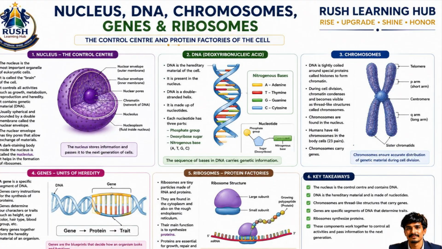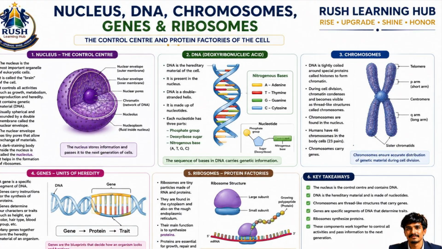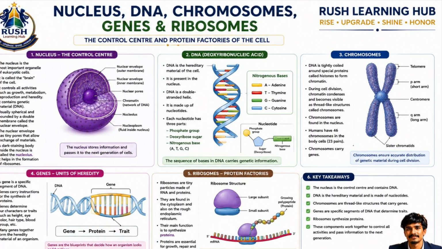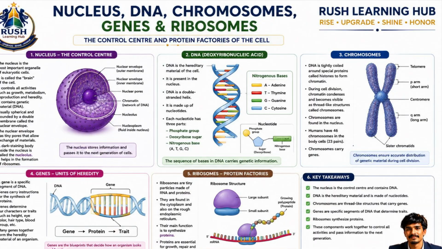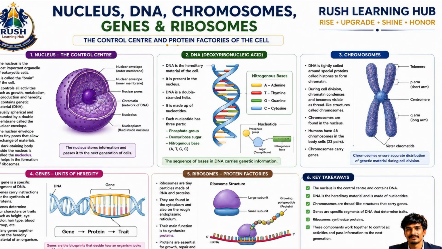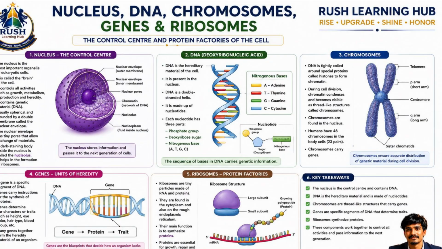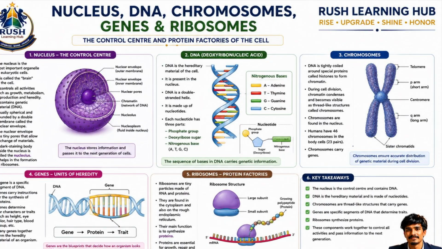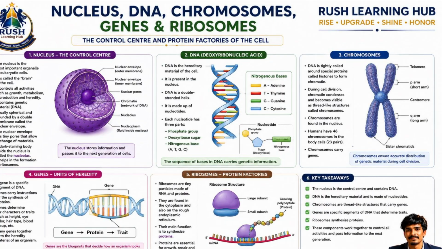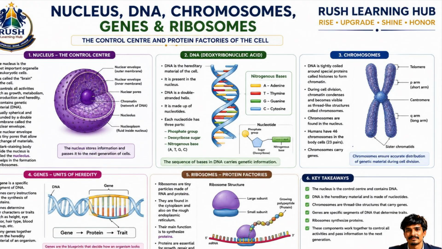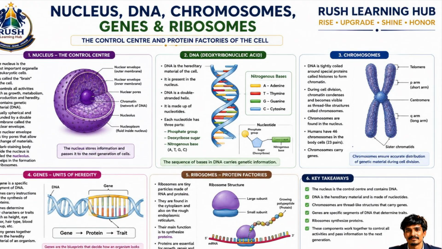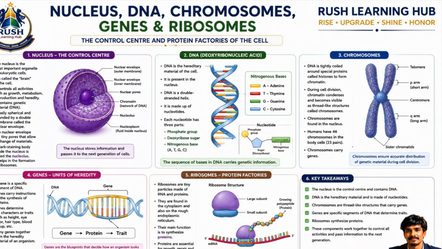Students, let us quickly revise the key points from this slide. The nucleus is the control center of the cell. It contains DNA, which stores hereditary information. DNA is made up of nucleotides and has a double helix structure. Chromatin condenses to form chromosomes during cell division.